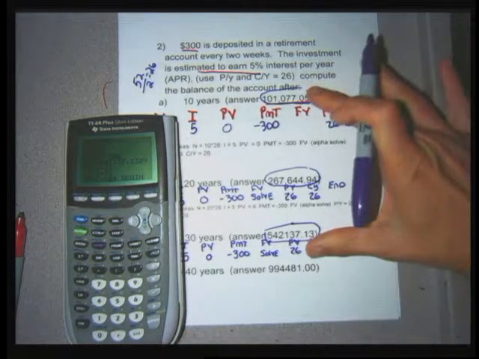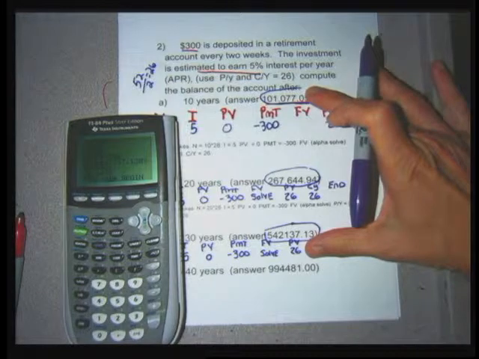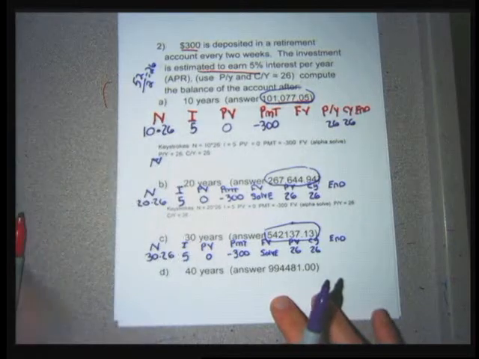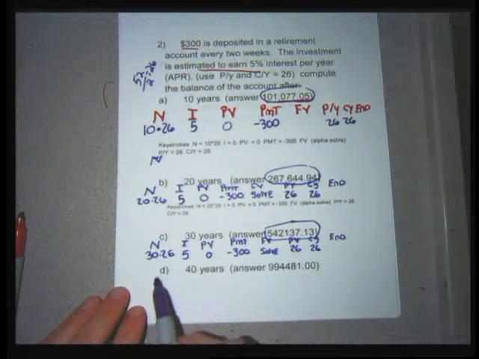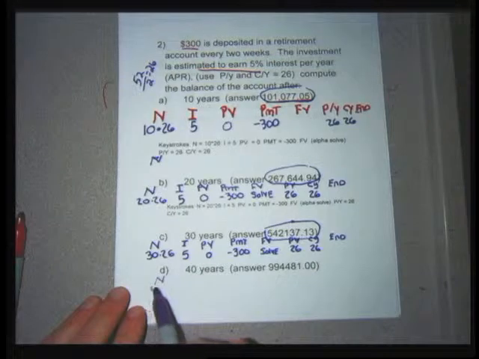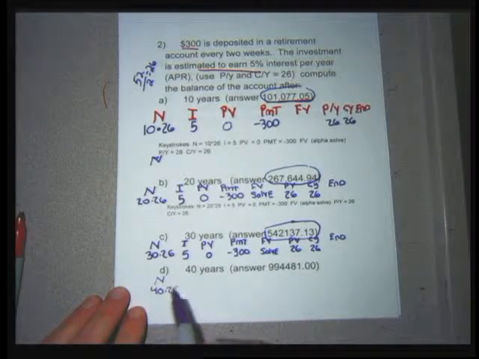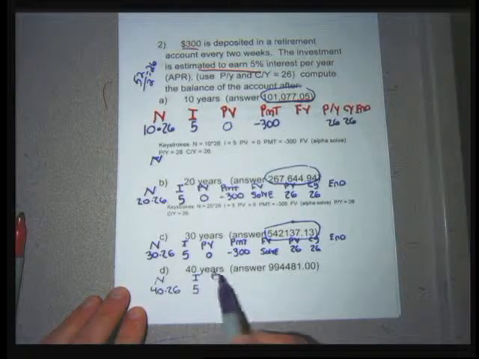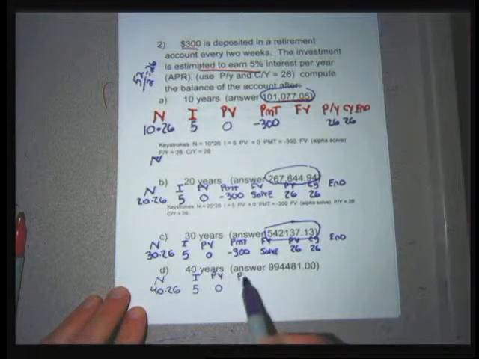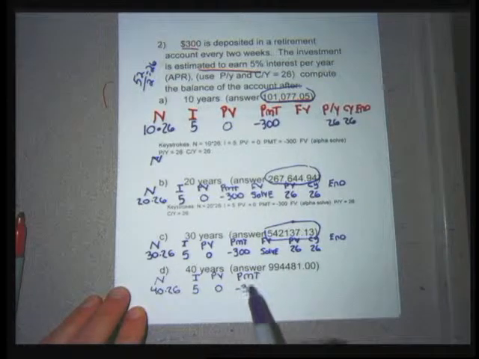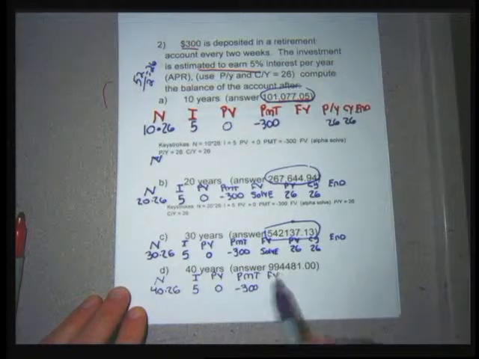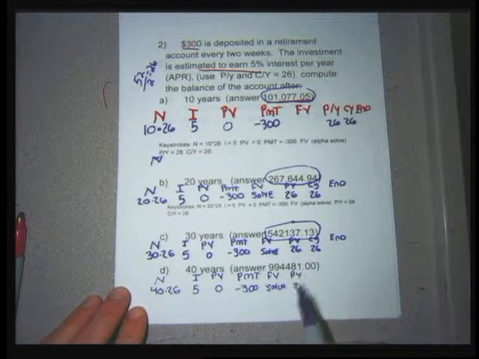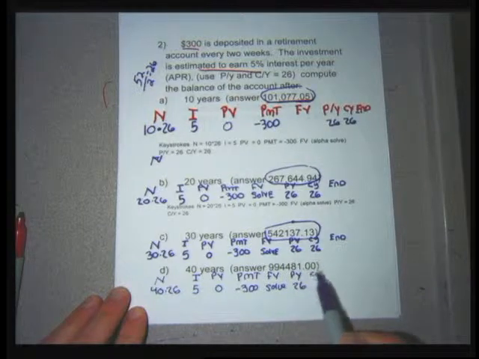So going an extra 20 years, from 10 years to 30 years, you get 5 times as much money. And then when I do part D, you get way more money. So money really starts to grow exponentially quick as time gets longer. To do part D of this, same sort of computations. The only thing I'm going to change in part D from any of the other parts is the n, because the rest is the same.